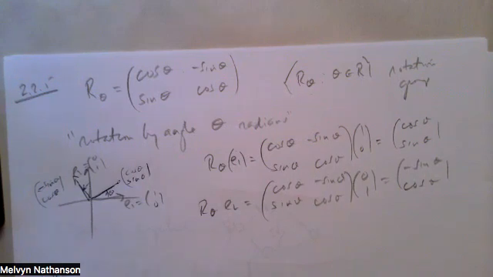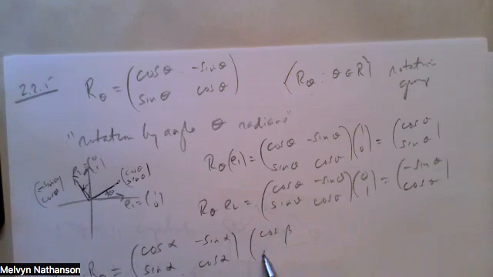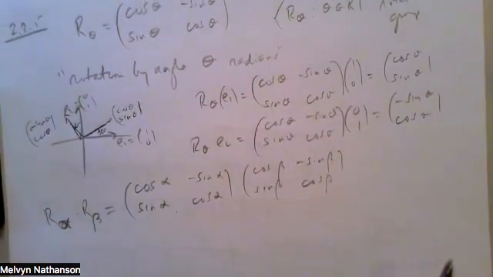So if I take R theta times another angle, let me call these R alpha and R beta. So this is cosine alpha, sine alpha, minus sine alpha, cosine alpha. That's R alpha. And we're multiplying it by the matrix R beta, which is cosine beta, sine beta, minus sine beta, cosine beta. So you know matrix multiplication.